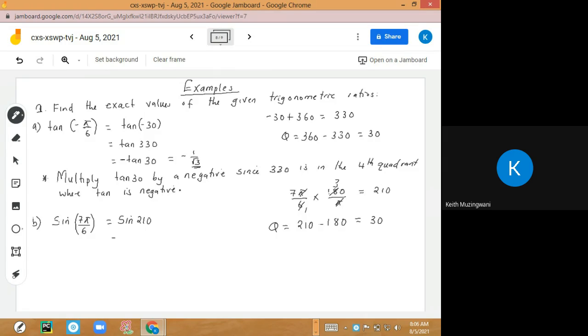So we are dealing with sine 30. But what's the sign of sine in the third quadrant? Sine there is negative. Okay, so it must be negative. What is sine 30? It's just half. So we get negative half. Done.